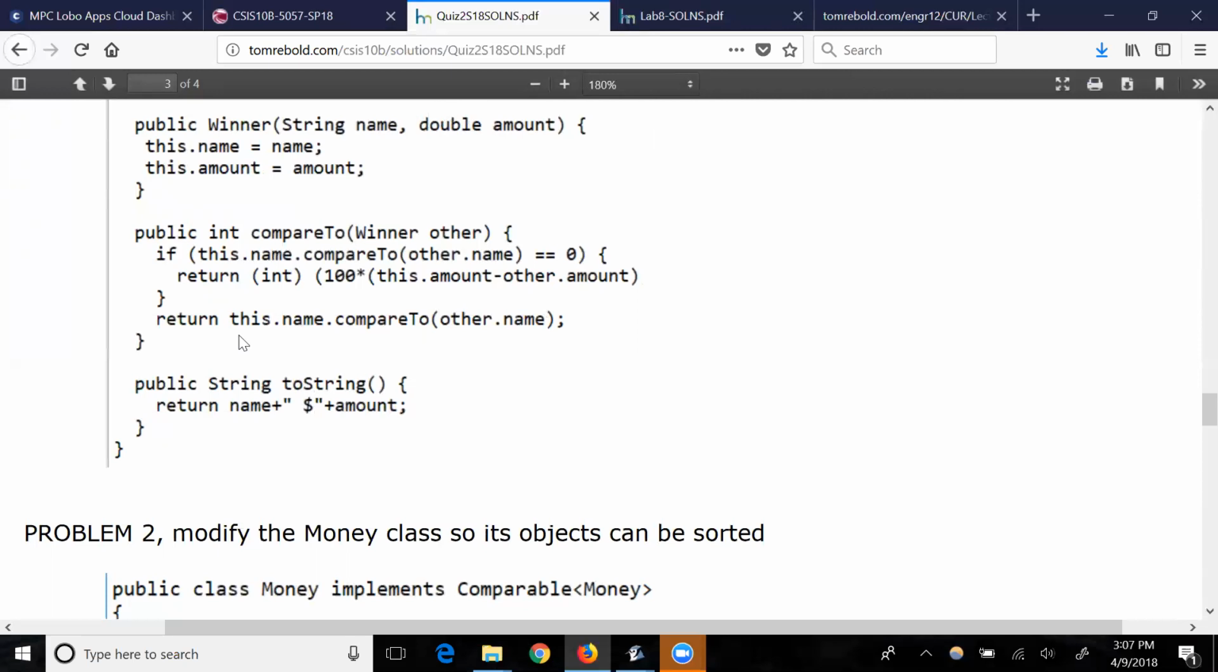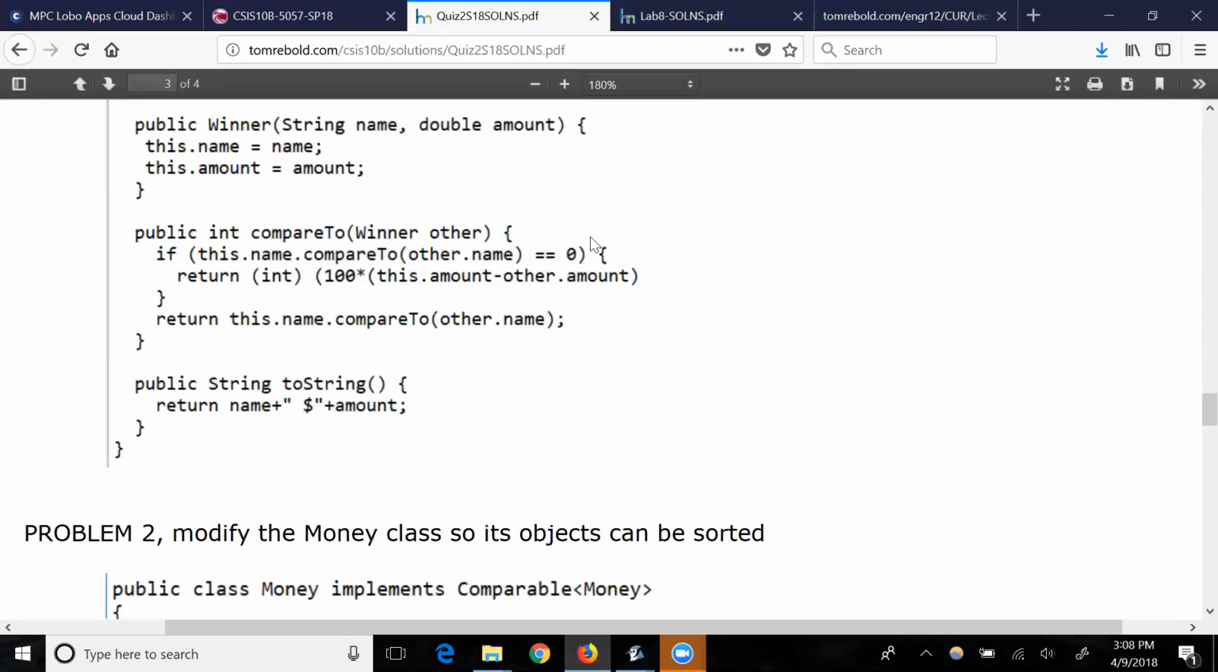Anyway, first of all, the name is a string, so you can use the compareTo method for the string objects to see if those are the same. And if it's the same, the compareTo method will give you a 0. If that's the case, you can do a fancy formula on returning the amount, but I don't expect you to have to know this. You can also check to see if this.amount is greater than or less than other.amount, then return 1, else if this.amount is equal to other.amount, return 0, else return -1. You can do something like that, which you'll see below in some of the other examples.